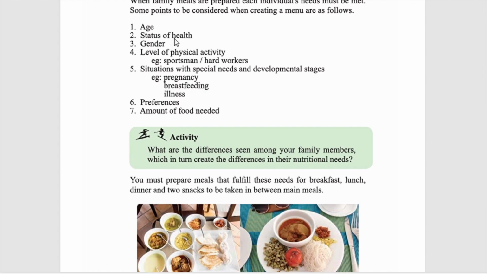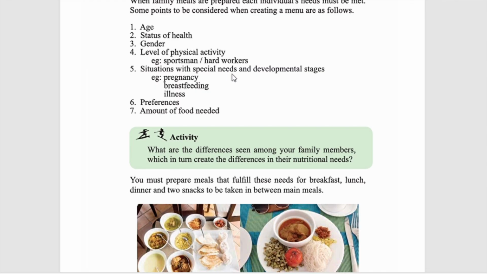So we have to consider their status of health. If the person has high cholesterol, they have to get a low calorie diet, especially low in lipids. Okay, so gender, age, level of physical activity, as I said already, if we are not burning our calories, we have to get a low calorie diet. Like sportsmen, hard workers, it depends. Sportsmen have to get a lot of nutritional food. They are not like the others, because they are always burning their calories.